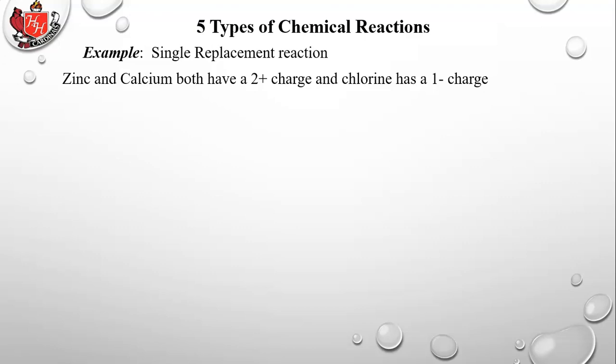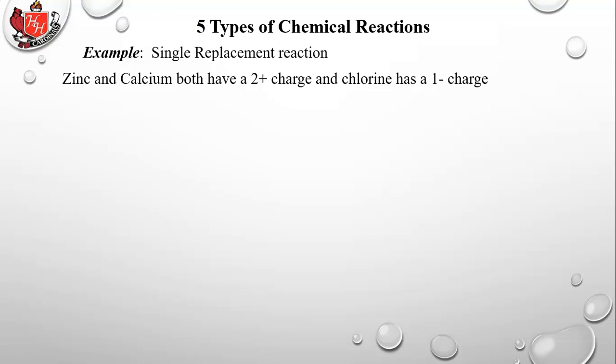So let's look at an example. Let's take zinc and calcium. If you look at your periodic table of ion charges, or charge numbers by ion, you will see that zinc and calcium both have a 2+ charge, and that chlorine has a 1- charge. So chlorine wants to gain an electron to be like the nearest noble gas, which is argon. Calcium wants to lose 2 electrons to be like the nearest noble gas, which is also argon.